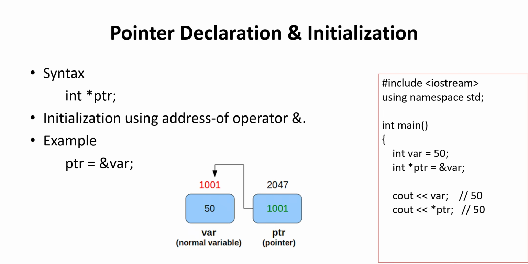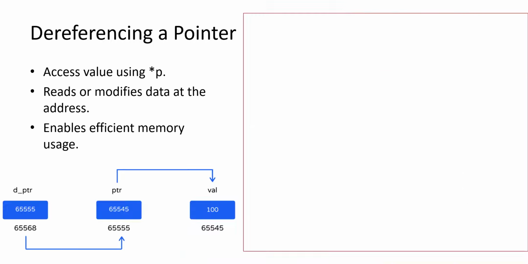Now observe the print statements. cout << var; this prints the value of var, which is 50. cout << *ptr; here *ptr means go to the address stored in ptr, fetch the value from that address, so it again prints 50. So var shows direct access, *ptr shows indirect access. Both give the same value, but the access method is different. This is the basic working of pointers.